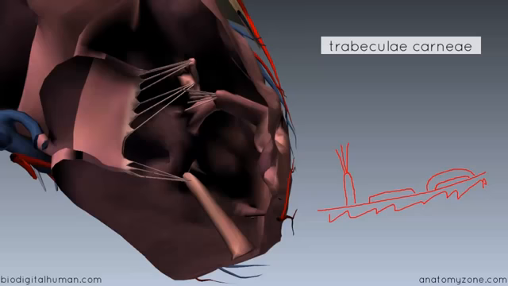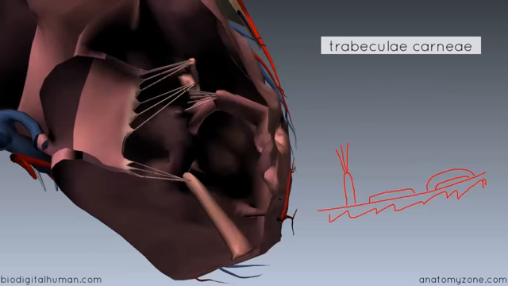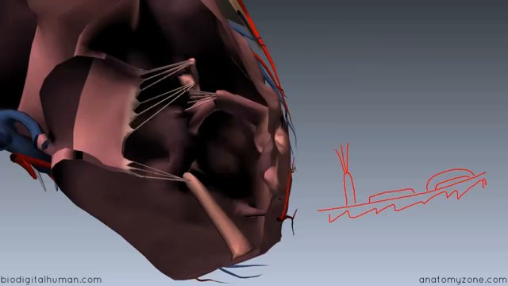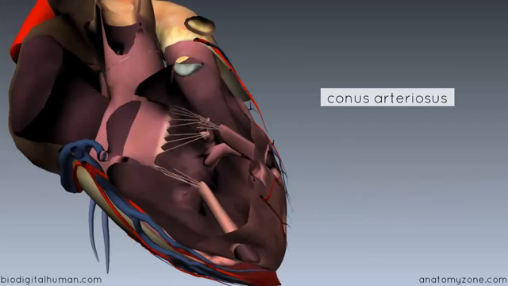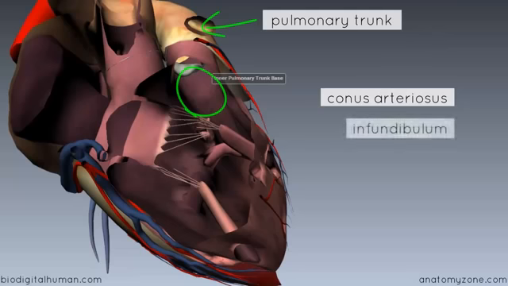Like you've got the musculi pectinati in the right atrium, you've got the trabeculae carneae in the right ventricle. These are found in the inflow tract, but the outflow tract is slightly different and it's smoother. You can see the outflow tract here leading into the pulmonary trunk, and this is called the conus arteriosus, or the infundibulum, and it forms the outflow tract of the right ventricle.